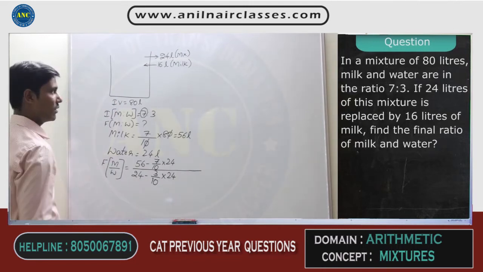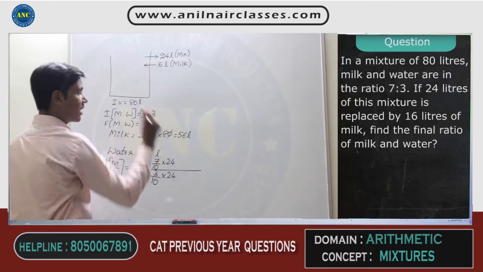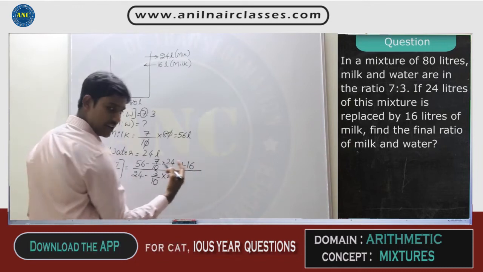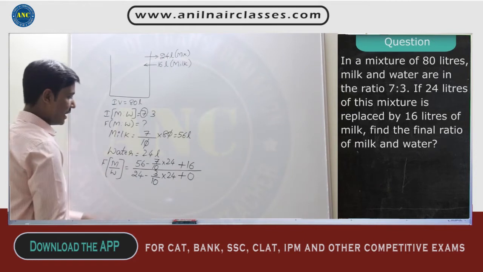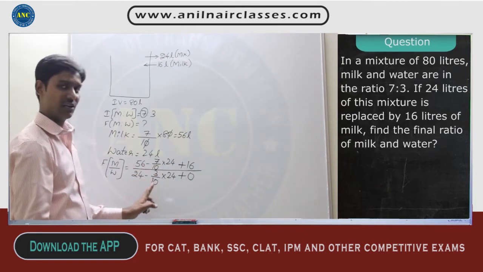Right? Total taken out is 24 and you are adding 16 liters of milk into the vessel. Are you adding any water into the vessel? No, you are not adding any water. So water should be 0. Take LCM, simplify and finally you will end up with the answer.